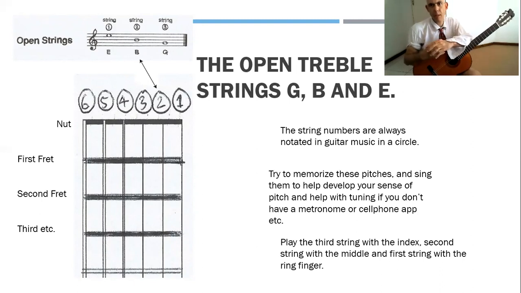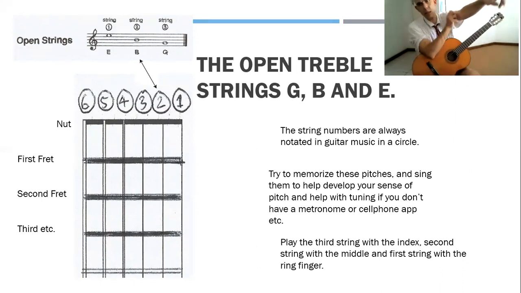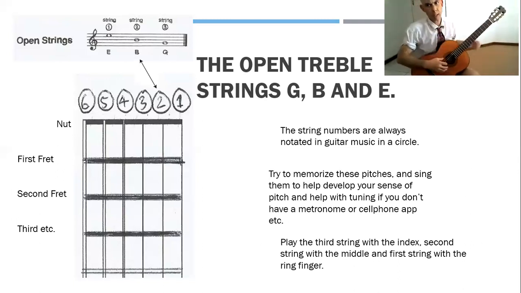The string numbers are always notated in guitar music in a circle. Try to memorize these pictures and sing them to help develop your sense of pitch. E, B, G, with tuning if you don't have a metronome or cell phone app. Try to memorize that pitch. E, this is like relative pitch. Play the third string with the index finger, second string with the middle finger, and the first string with the ring finger.